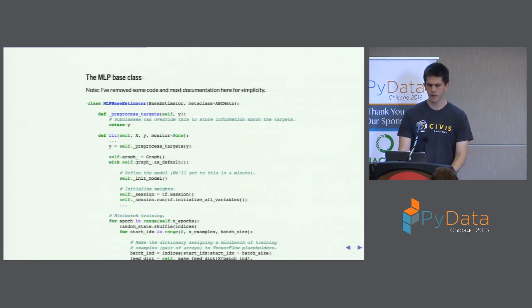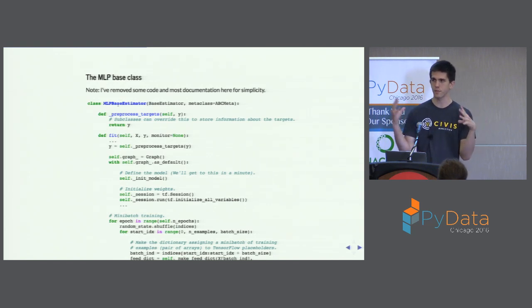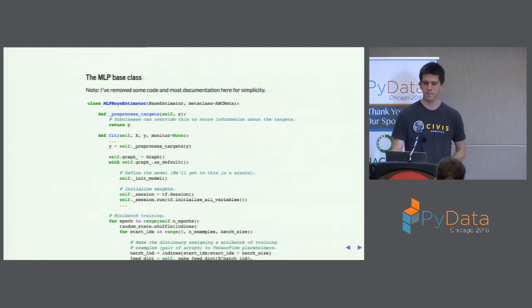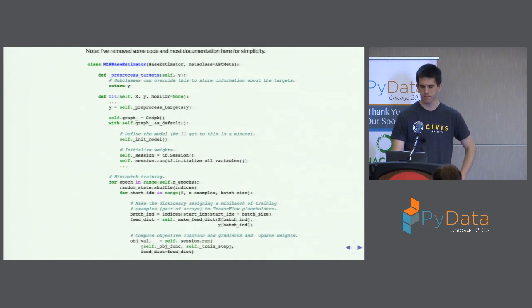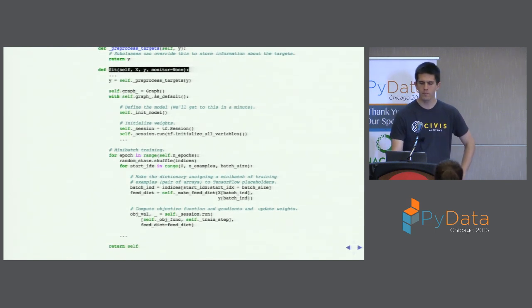But let me talk a little bit about this. I'm going to go through this real quick. This is the base class that implements the first two hidden layers and provides abstract methods for implementing the output layer and the objective function that you want to optimize in your model. As I said, it imports the base estimator from scikit-learn and subclasses it. And then the main thing is the fit method.